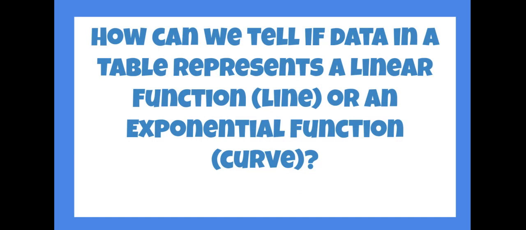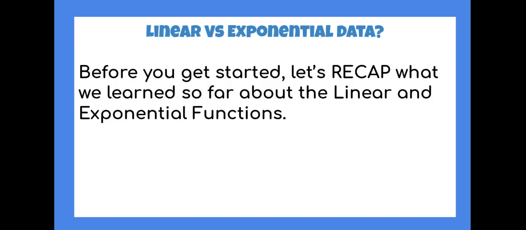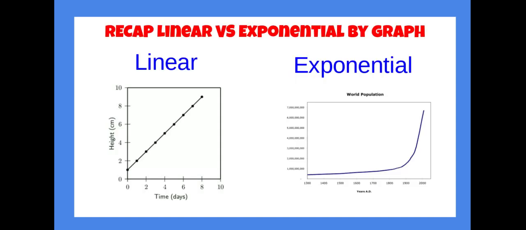So we want to tell how data in a table represents a linear function or an exponential function, a line or a curve. So before we get started, let's recap what we've learned so far about the linear and exponential functions. A linear graph, you could tell, goes straight up in a line, where an exponential function curves up, like the one on the right.